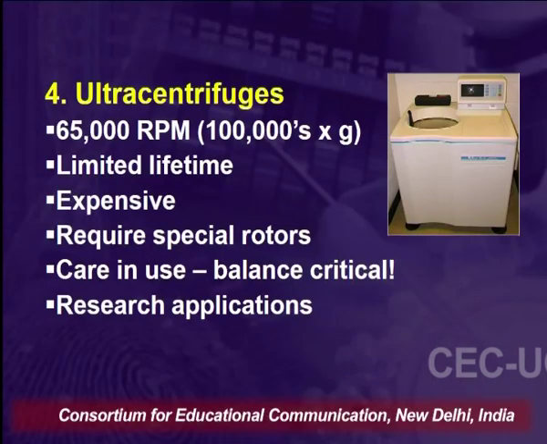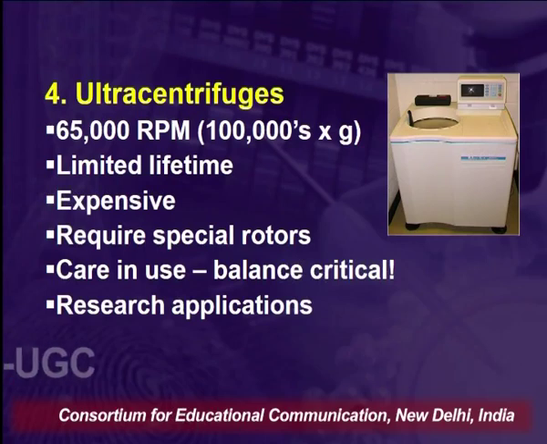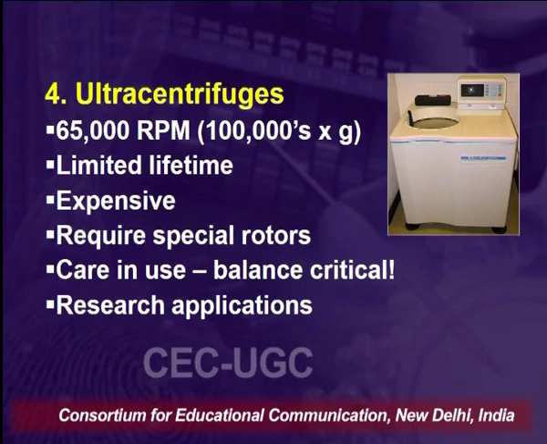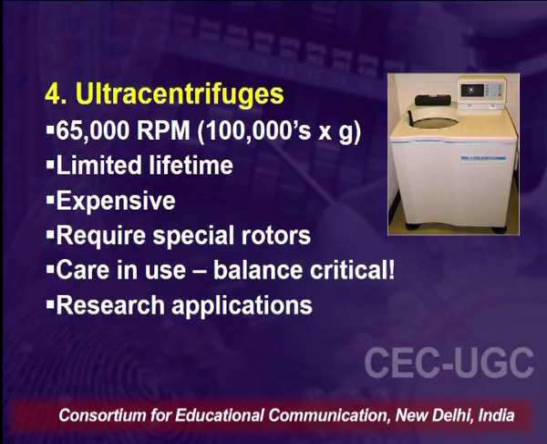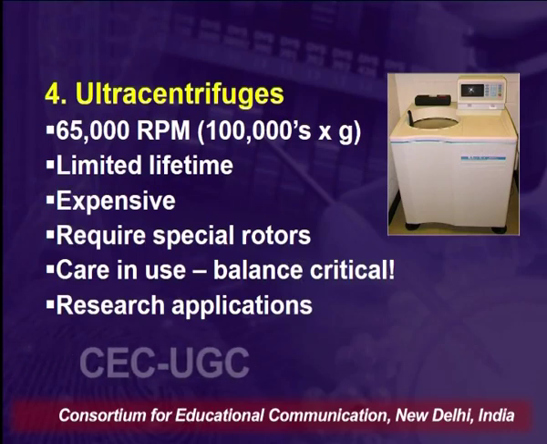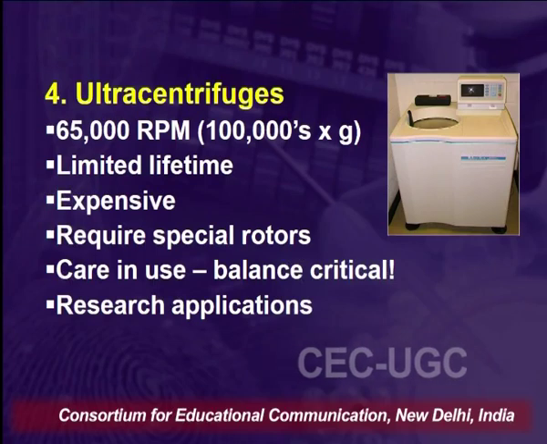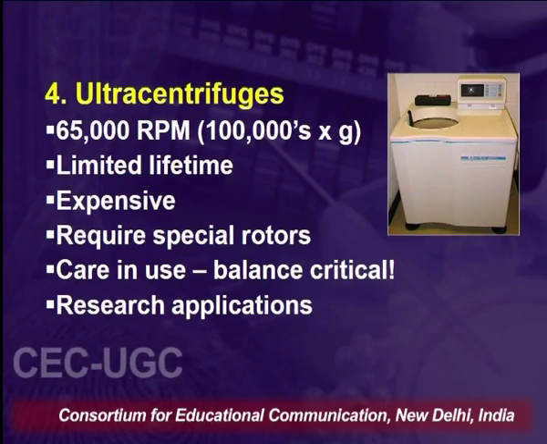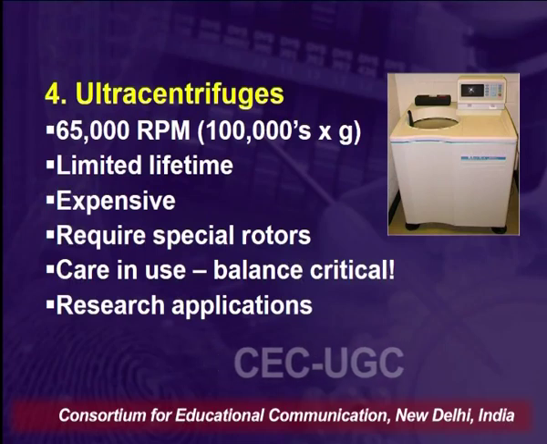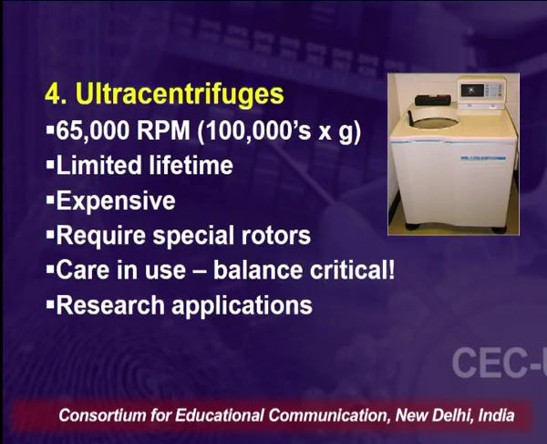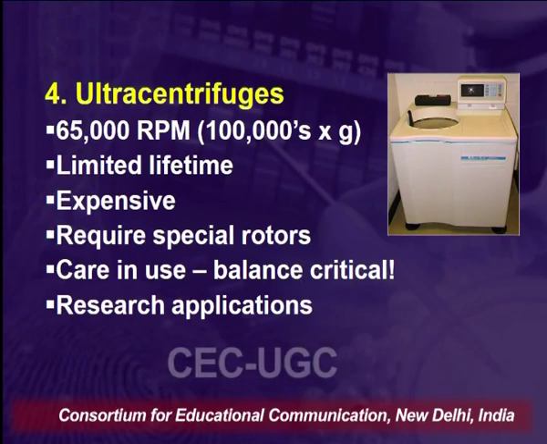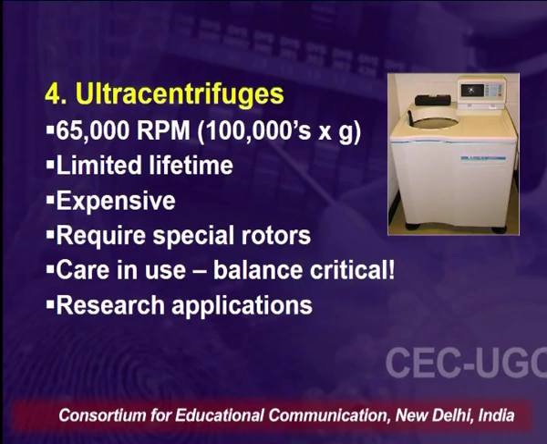Now, the next category is ultracentrifuges. Why is it ultra? They have the highest speed that can be achieved, that is 65,000 revolutions per minute, which gives lakhs of centrifugal force. But the basic point is it is very expensive, it has a limited lifetime and it requires very special rotors to operate. For the care, the balance is critical in each and every centrifuge, and it has many research applications when we talk about the purity of different molecules.